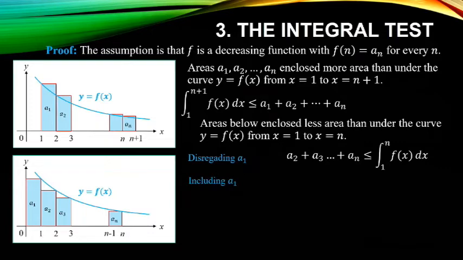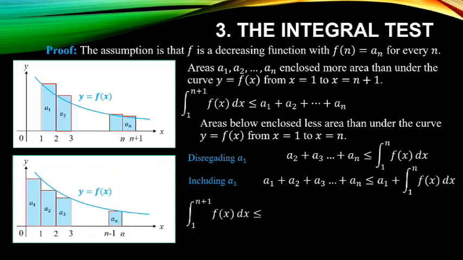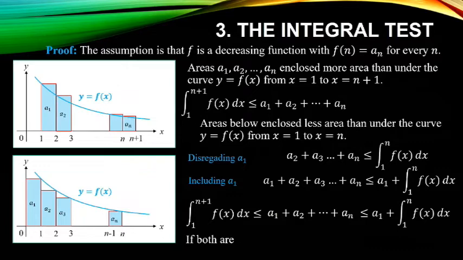So, if we include a sub 1, that is a sub 1 plus a sub 2 up to a sub n is less than or equal to a sub 1 plus the integral of f of x dx from 1 to n. So, combining the two inequalities, the integral of f of x dx from 1 to n plus 1 is less than or equal to the sum of the areas from a sub 1 to a sub n. And this is less than or equal to a sub 1 plus the integral of f of x dx from 1 to n. Now, from this given inequality, if the integral is infinite, it is divergent.